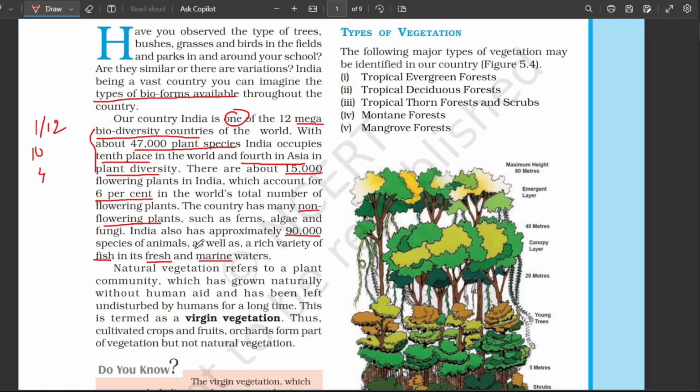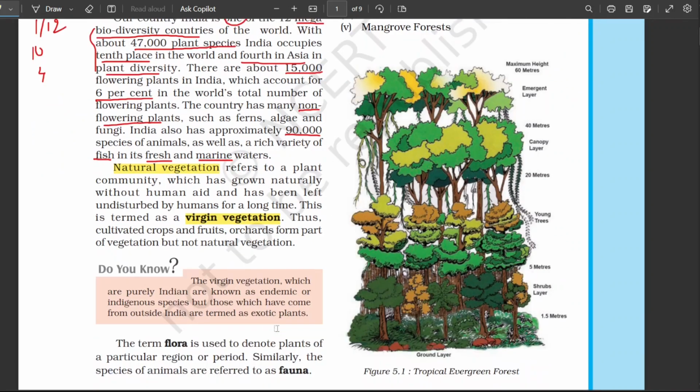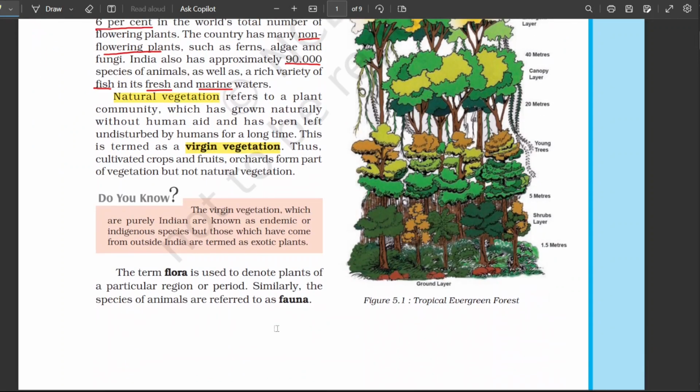Natural vegetation refers to a plant community which has grown naturally. Now we are defining a term, natural vegetation. As the name says, it has grown naturally without human aid and has been left undisturbed by humans for a long time. This is termed as virgin vegetation. Thus, cultivated crops and fruit orchards form part of vegetation but not natural vegetation. नेचुरल वेजिटेशन ने जो अपने आप ग्रो किया है और ह्यूमन इंटरवेंशन उसमें निल है एक तरह से. तो जनरली जो old forests हैं, which have not been disturbed by humans or shaped by humans in any way.